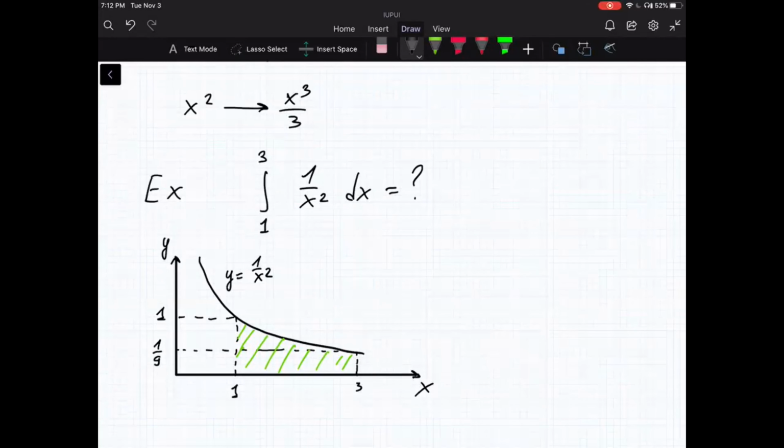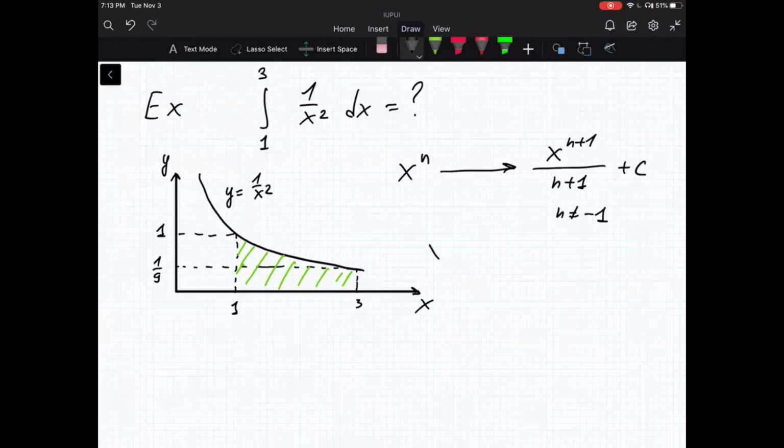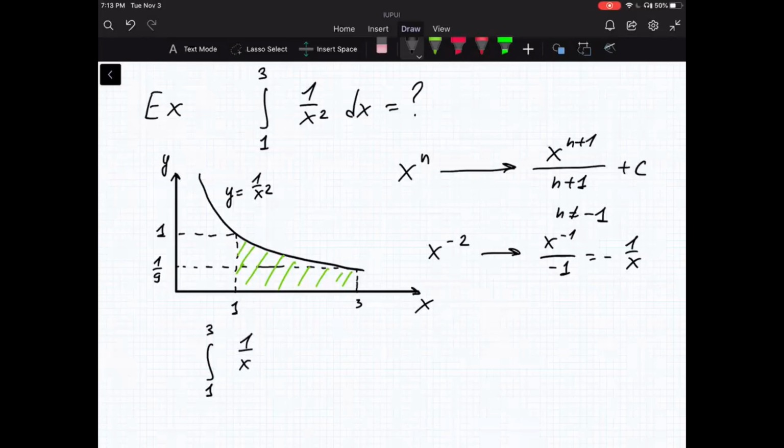And also we discussed how to find the antiderivative for any power n except -1, and the formula was the following: the antiderivative of x to the power n is x to the power n plus 1 over n plus 1, plus some constant. And so x to the power -2 will correspond to x to the power -1 over -1, which is just -1 over x.